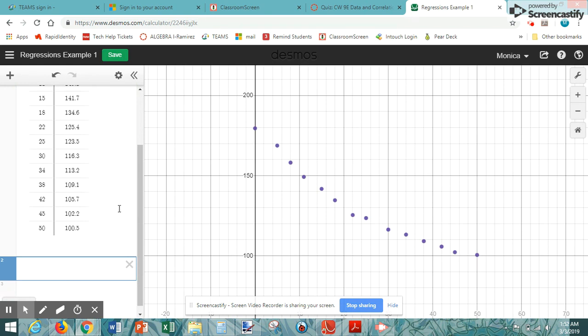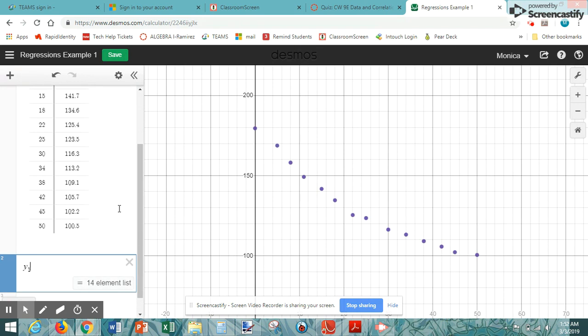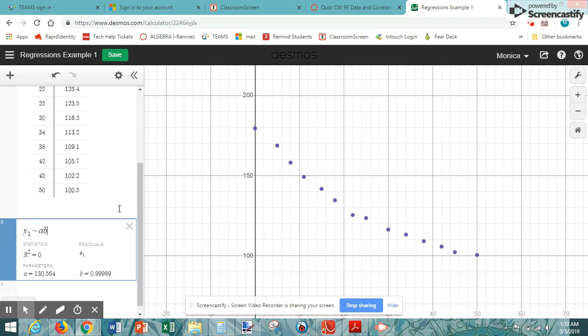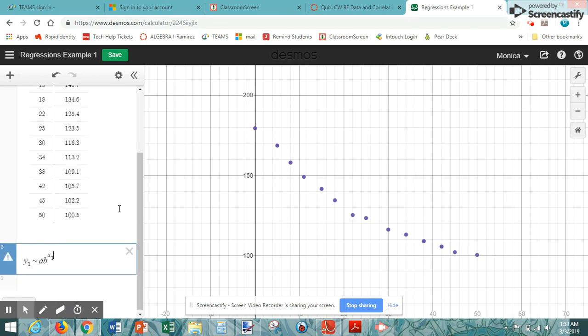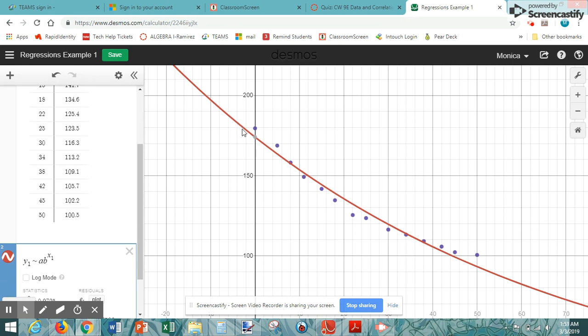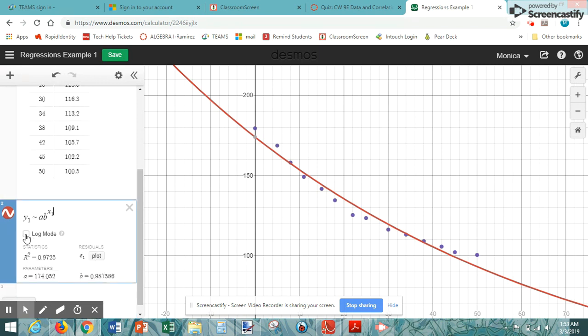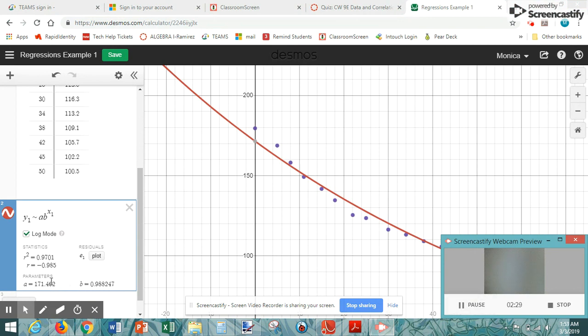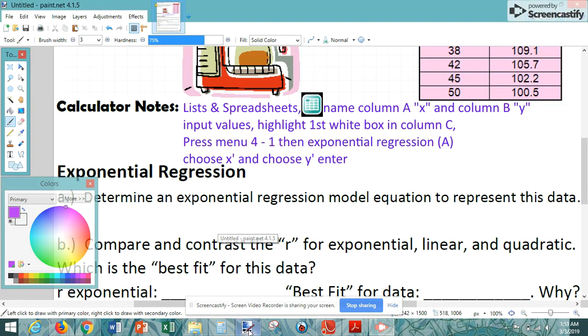So to get exponential regression, we're going to press y1 and then the similar button, a times b caret x1. So that's your exponential regression. To get your R, we're going to click this thing called log mode. So from here, we can find that our a is about 171.5 and our b is 0.99. So we could go ahead and write that on our notes.